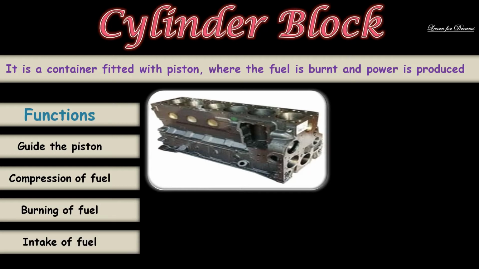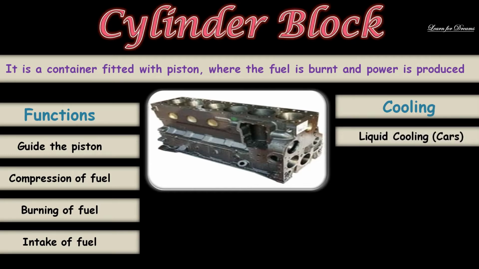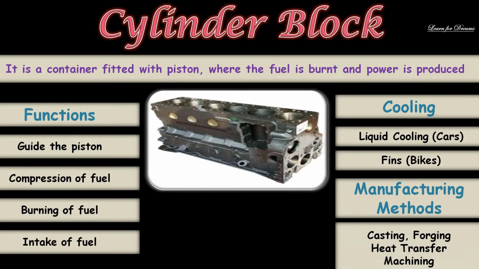Next one is the burning of fuel with the help of a spark plug in case of an SI engine, and in case of a CI engine we use the fuel injector. Next one is to allow the intake of fuel. The fuel has to be taken into the cylinder for compression or for burning. So that is the foremost main function of the cylinder block. Then the cooling. How are we going to cool the cylinder block? Liquid cooling is mostly used for cars, and for bikes we use air cooling. In some bikes oil cooling is also preferred.